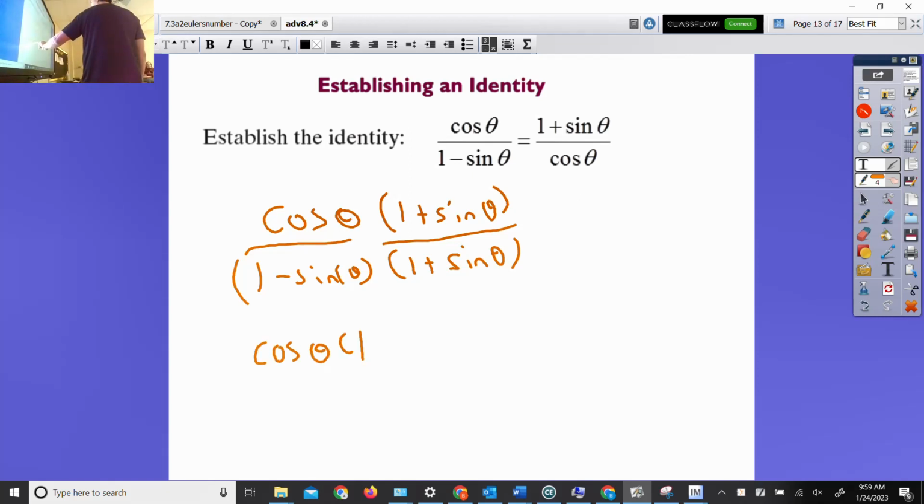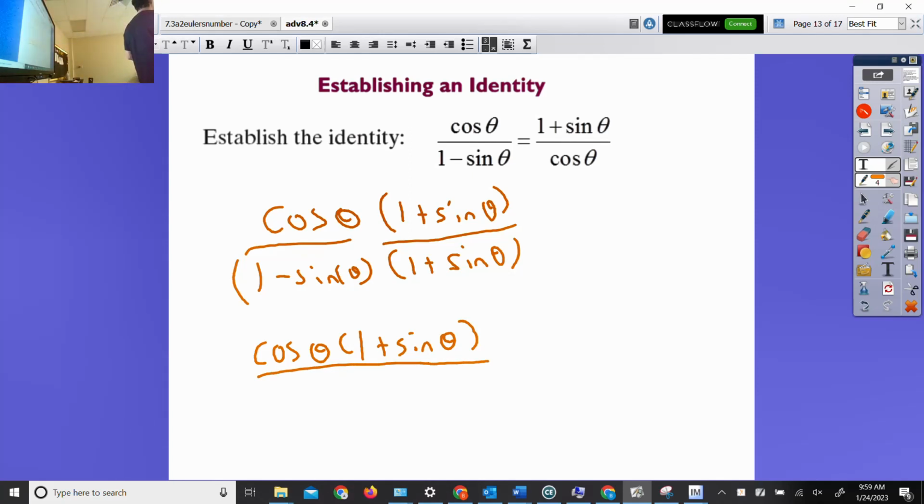I hope you caught on here. When you use the conjugate technique, you don't actually do the full FOIL, do you? All you care about is having no first and last. That's it. Because what happens to the outer and the inner? They cancel out. Anytime you use a conjugate idea, the outer and inner don't matter. All that really matters is this piece and this piece. So, what do you get? 1 minus sine squared.